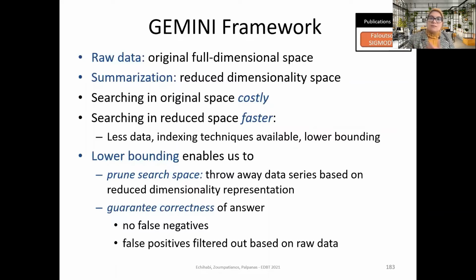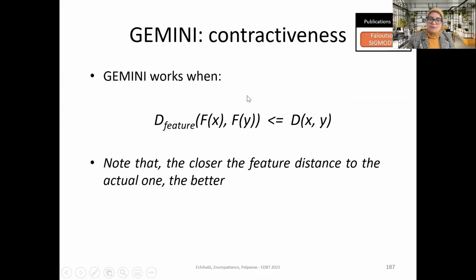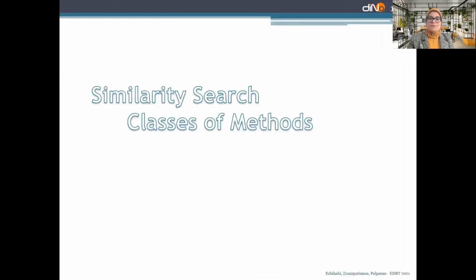But to guarantee that the results are correct and exact, and that there are no false dismissals, a lower bounding property is exploited. Lower bounding means that the distance in the reduced space between two points is guaranteed to be always smaller than or equal to their distance in the high dimensional space. So the closer the lower bounding distance to the actual one, the better. And we will now see different classes of methods, some of which are built on this Gemini framework.